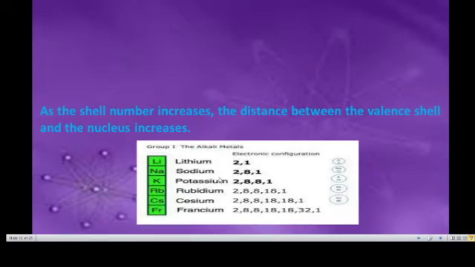So the atomic radius also increases. This is an important point: as the shell number increases from top to bottom, the distance between the valence shell and the nucleus increases. Lithium has 2 shells, sodium 3 shells, then potassium 4 shells, so the distance between the nucleus and the valence shell increases from lithium to sodium and sodium to potassium.